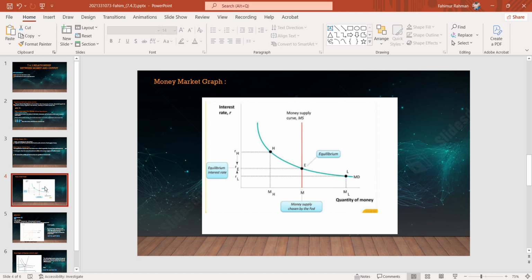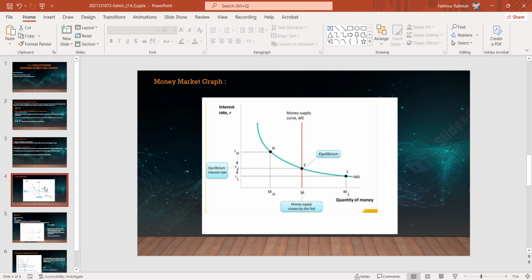Here in the money market graph, there are two curves: the MD curve and the MS curve. The MD curve is the money demand curve and the MS curve is the money supply curve. If RH is high, then we get M low. If R is low, then we get M high. So basically, MD is downward sloping because the relation between R and M is inversely proportional.